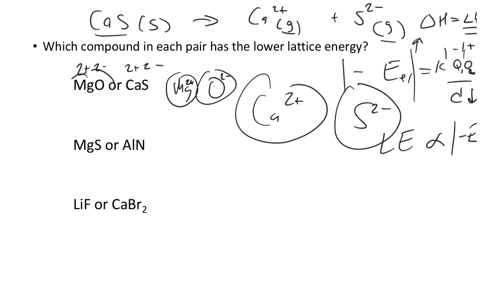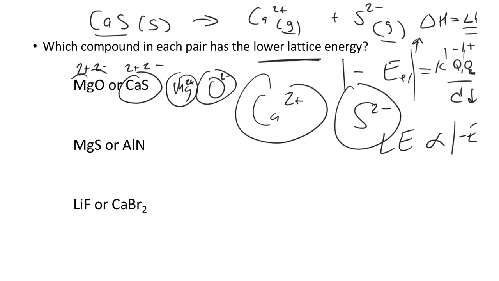I'm actually looking for, I tricked myself here, the lower lattice energy. So the lower lattice energy is the bigger one. I was answering the stronger, which is the MgO. The weaker attractive force is the calcium sulfide. So calcium sulfide has a lower lattice energy to separate into its ions, therefore weaker ionic bond strength.